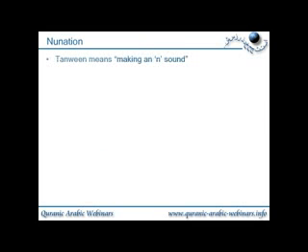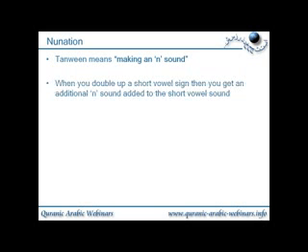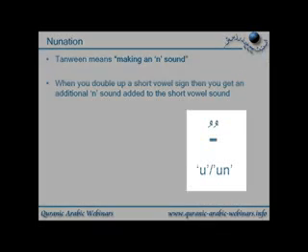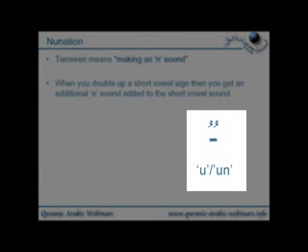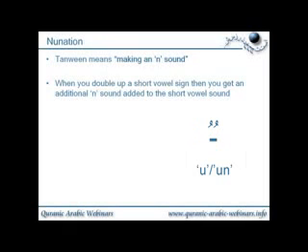Nunation itself, again, Tanween means making an N sound. When you double up a short vowel sign, as we've just seen, then you get an additional N sound added to the short vowel sound. So what do we mean by that? If we have two dhammas, instead of just the simple U sound we get with a single dhamma, we get an Un sound. So the two dhammas will give an Un sound, simply adding the N to the U sound.